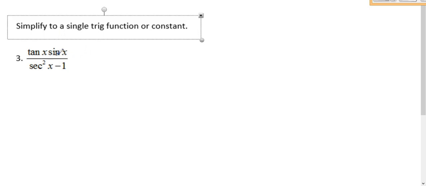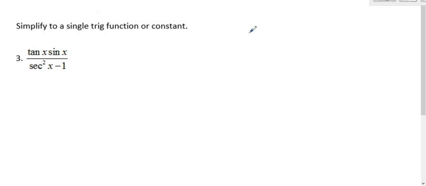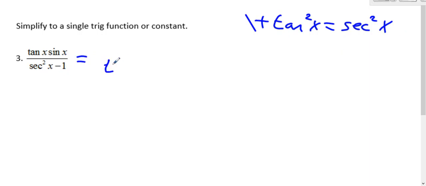So we're going to follow the same idea here. Secant squared minus 1, though, that comes from 1 plus tangent squared equals secant squared. So if we rearrange that, that means secant squared minus 1 would equal tangent squared. So we can replace that denominator with tangent squared.